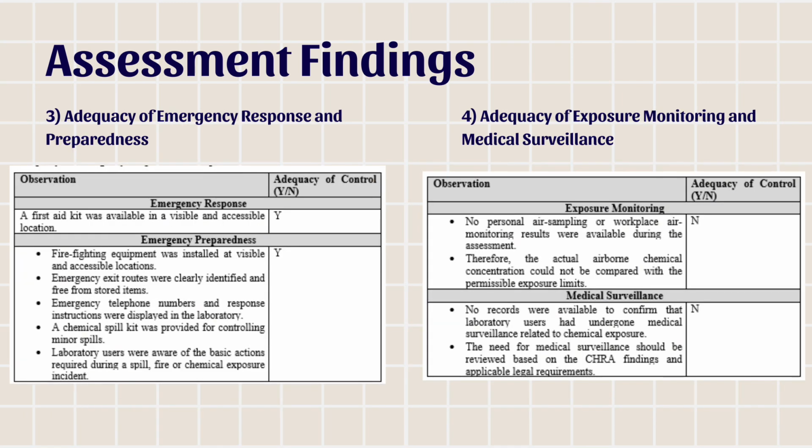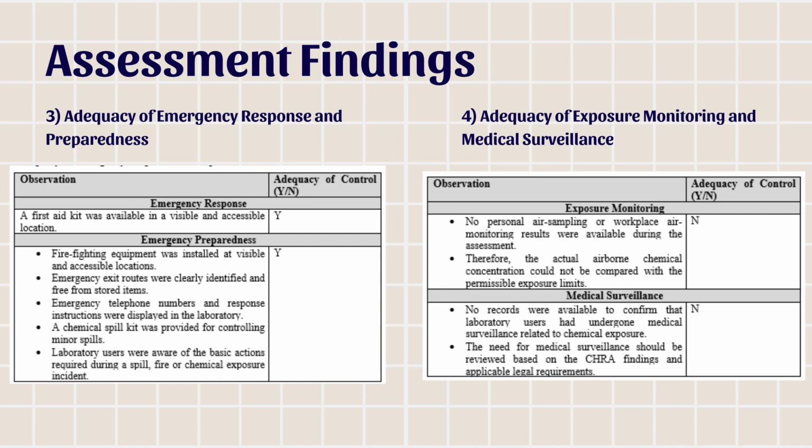For emergency response and preparedness, the controls were generally adequate. A first aid kit was available in a visible and accessible location. Firefighting equipment, emergency exits, and emergency telephone numbers and response instructions were also provided. A chemical spill kit was available for minor spills, and laboratory users were aware of the basic actions required during a spill, fire, or chemical exposure incident.